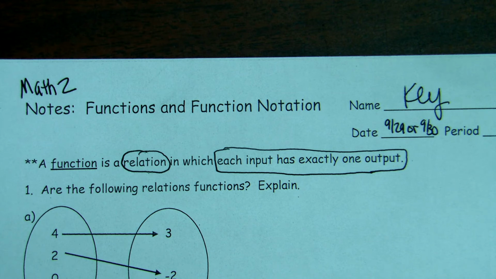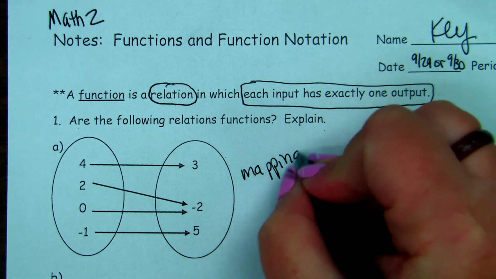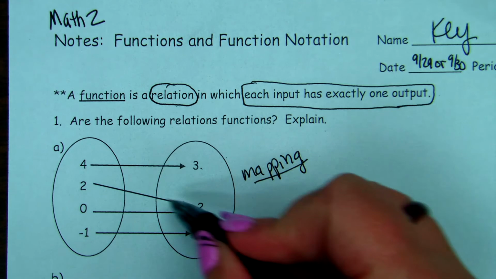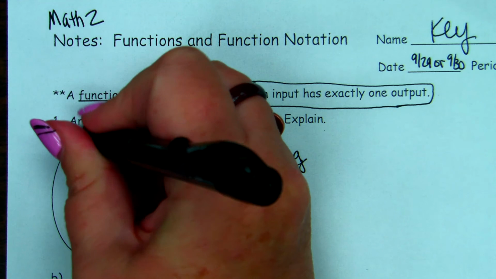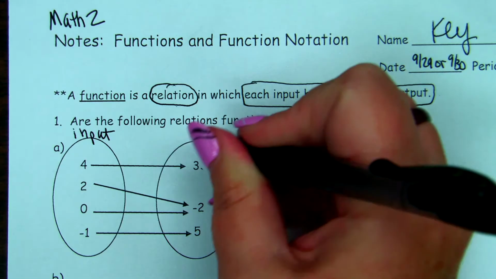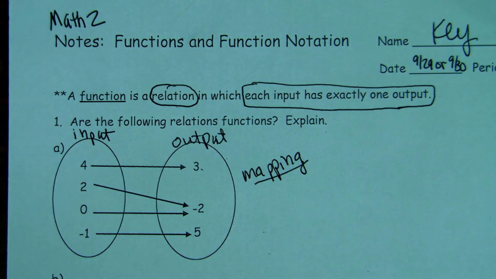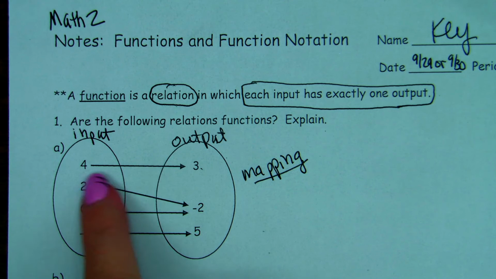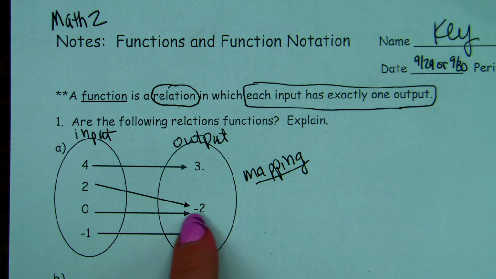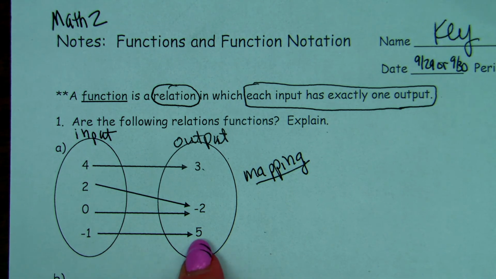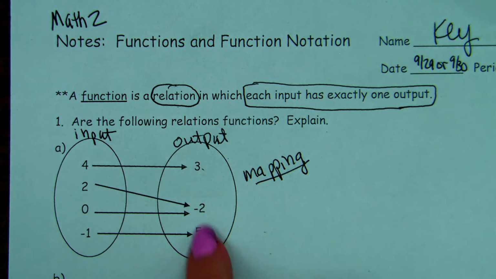Are the following relations functions? This is called a mapping, because you map 4 to 3 and 2 to -2 and 0 to -2 and -1 to 5. This is the input and this is the output. So you want to know if each input has exactly one output. Well, 4 has exactly 3, and 2 only goes to -2, and 0 goes to -2, and -1 goes to 5. So each of these inputs only goes to exactly one output.